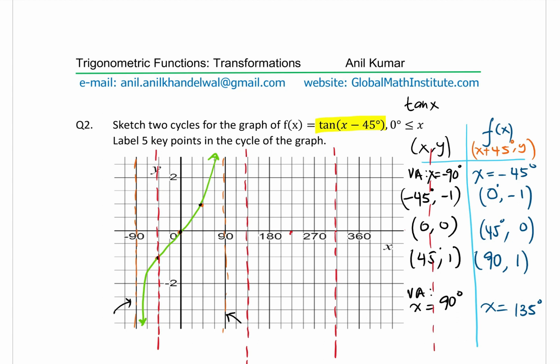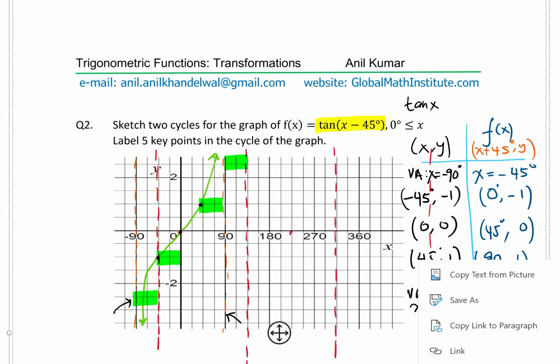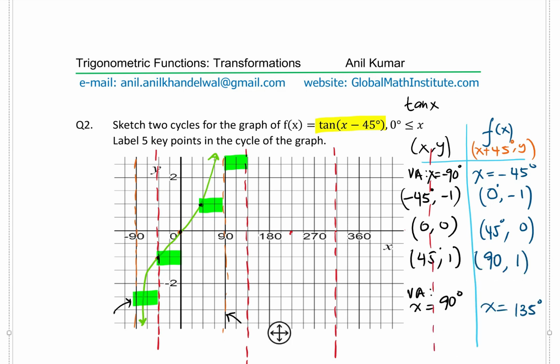1 unit, which is 45 degrees to the right, we get these points translated. So let's look into the translation now. See, this point will translate to that. The vertical asymptote will translate to this point. So that is how it is going to get translated by 45 degrees. So we get a new graph, which is the translated graph with key points translated, as I'm going to show you here.